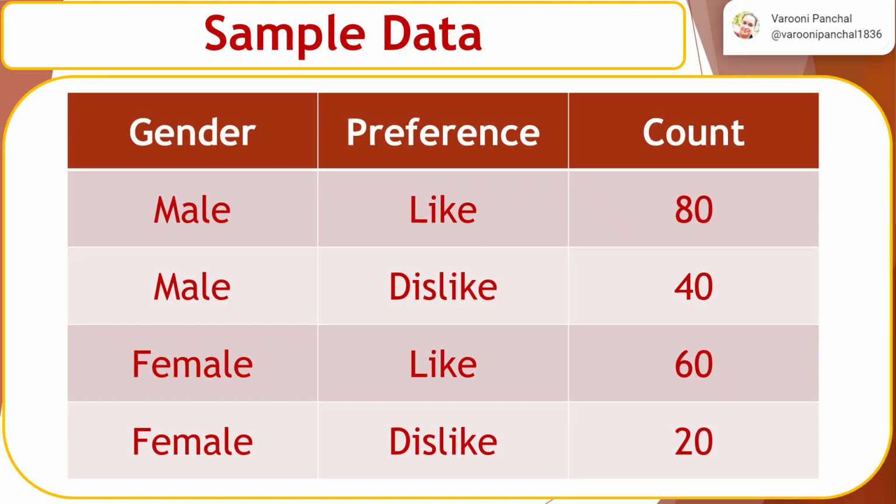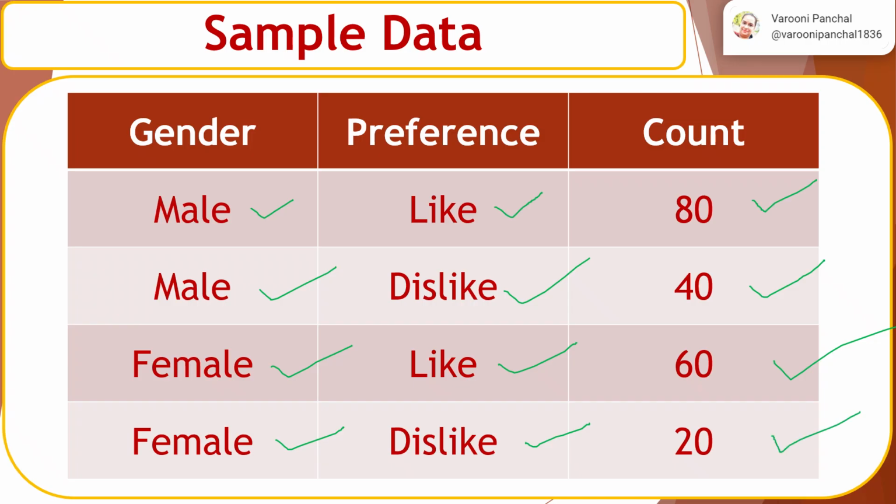Here is the table I have presented as sample data, where gender is the first column, the second column is preference, and the third is the count. How many males like the product? That is 80. Males who dislike the specific product are 40. Females who like the product number 60, and females who dislike the product, the count is 20.